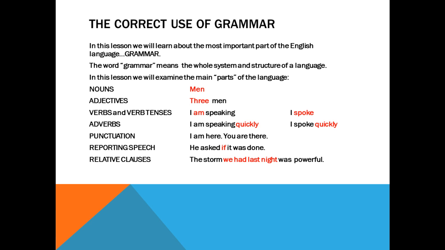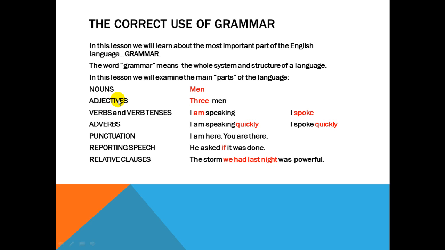The correct use of grammar. In this lesson we will learn about the most important part of the English language, grammar. The word grammar means the whole system and structure of a language, how it's made up of words and sentences and phrases. In this lesson we will examine the main parts of the language. Nouns, which are things, places, people, so that the word men is a noun.